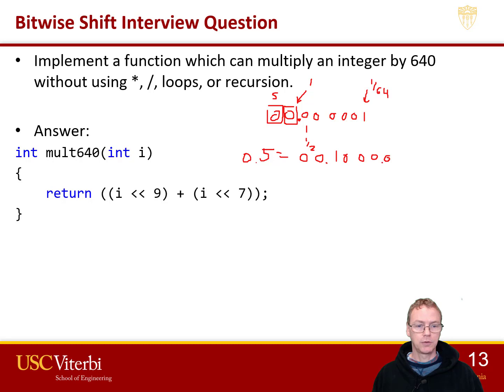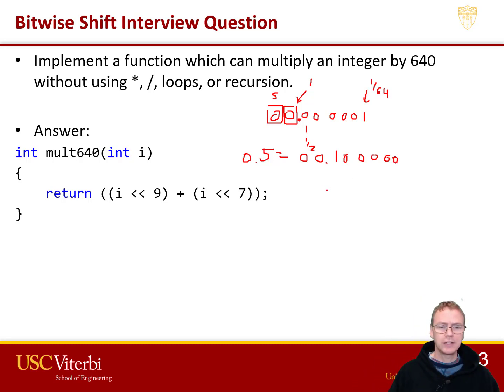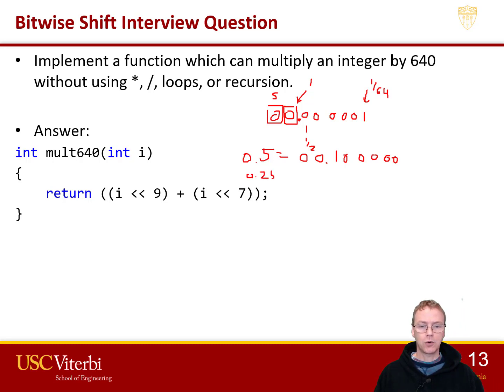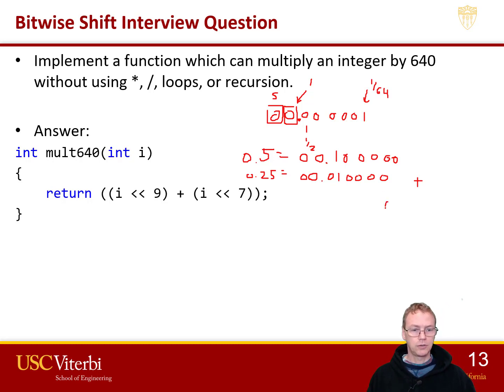And let's add 0.25 to it. We'll add a quarter to that. How do we do that? We simply put 0.0 and here's the quarters place. How do we add those together? Well, we just add them. 0 and 0 is 0, 0 and 0 is 0.